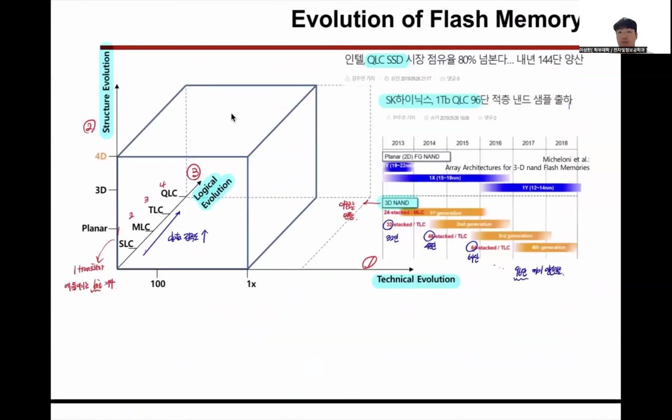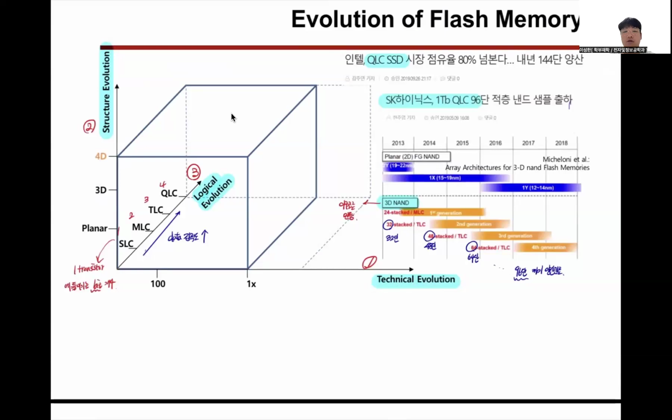And we can see the evolution of flash memory from three points of view. First is the technical evolution, second is the structural evolution, and third is the logical evolution. In the technical evolution, the fabrication process keeps improving, so we can make much more scaled-down devices, integration goes up, and power consumption goes down. So this is the technical evolution.